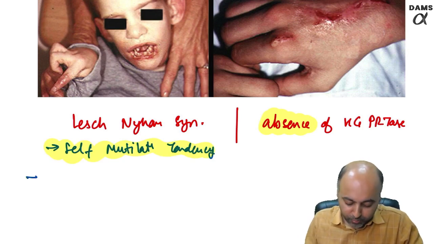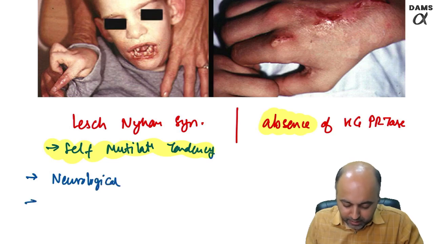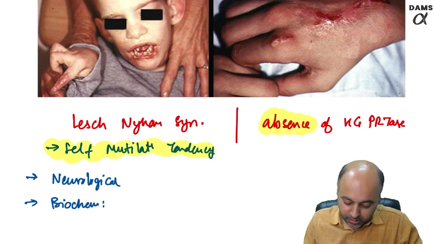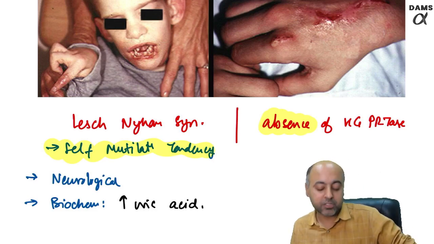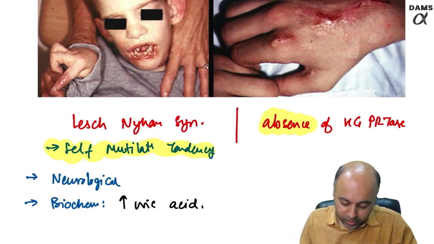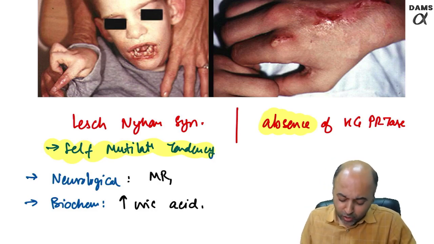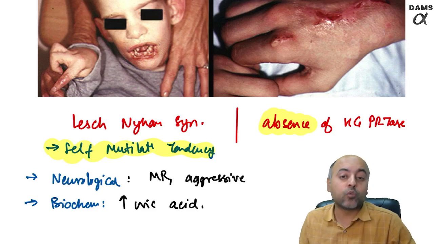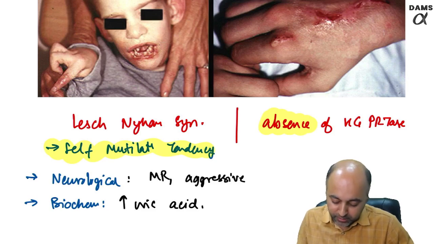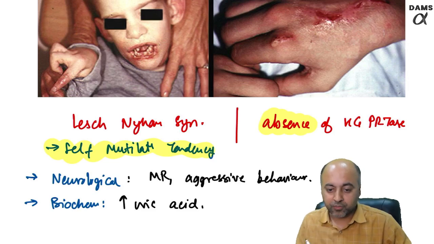In addition to the psychiatric component, you also have the neurological component and the biochemical component. One of the most important features here will be the hyperuricemia. So please don't forget the hyperuricemia presentation. And the neurological feature will be mental retardation, so poor performance in the school. Along with that, they can give the description of aggressive behavior, frequent quarreling and frequent fighting with the siblings. So aggressive behavior can be one important feature.